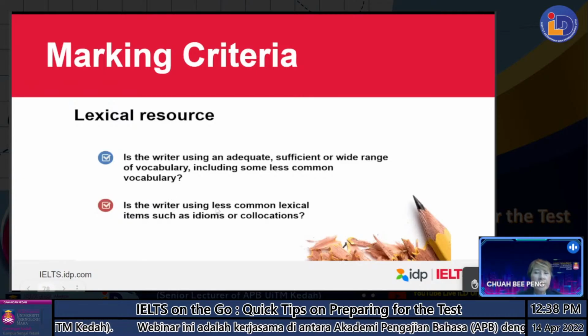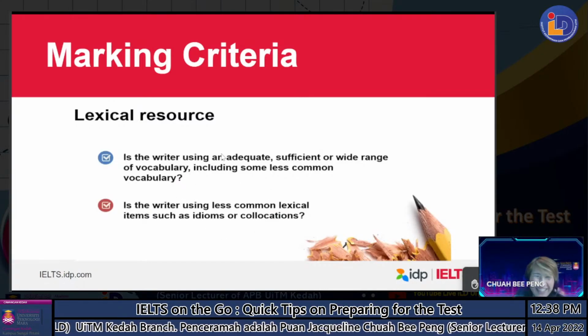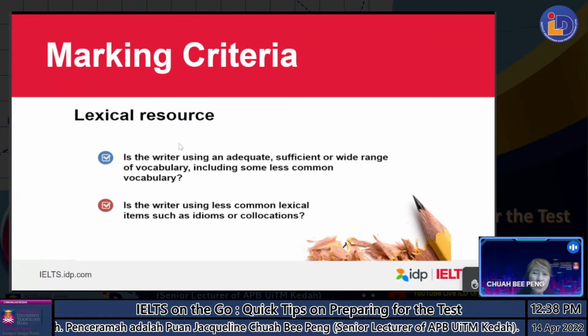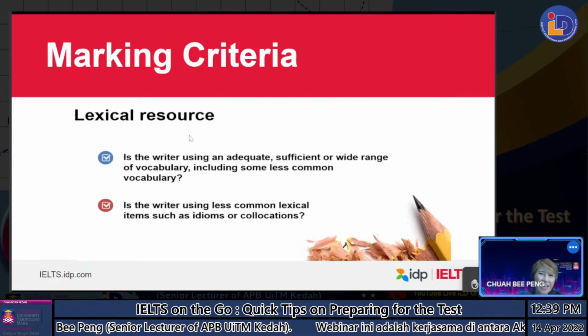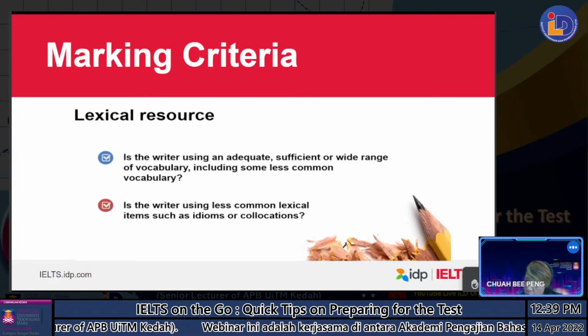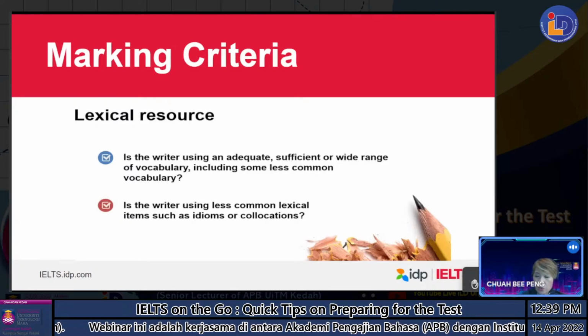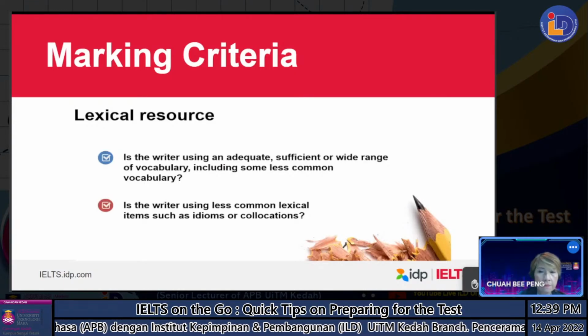Is the writer using less common lexical items such as idioms or collocations? For Band 8, sorry to say, yes, this will be required. But don't try to memorize all the peribahasa and simpulan bahasa and put them in. It's about you being able to synthesize those phrases skillfully and sophisticatedly in your text, and they make sense.